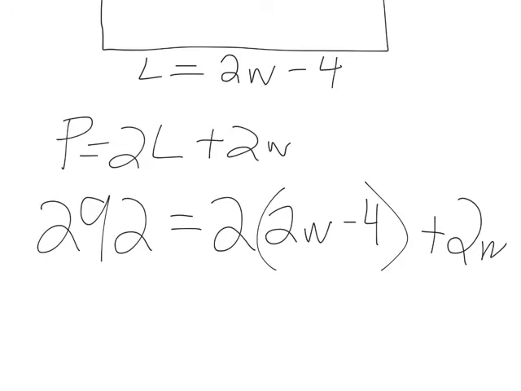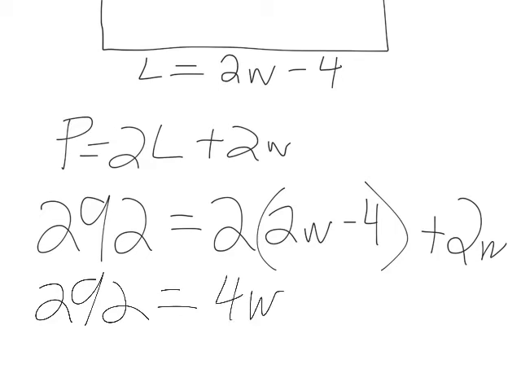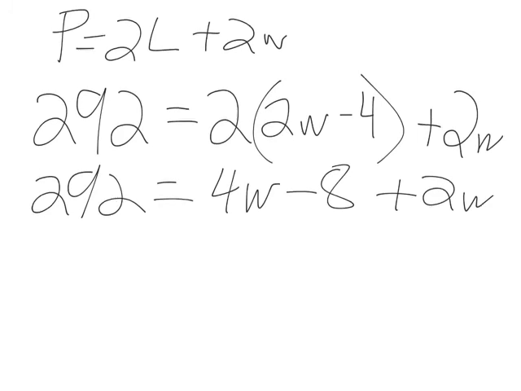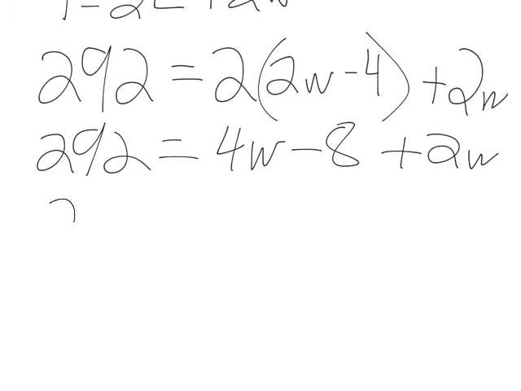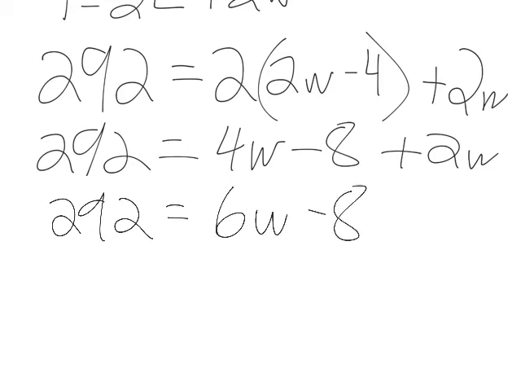Just like we did on our other simple linear equations in section 1.1, we need to simplify both sides. We'll do that by the distributive property. We take the 2 and distribute it to 2w minus 4. That's going to give me 4w minus 8. Still have the plus 2w right there. Combine like terms. 292 is equal to 6w minus 8. And now start isolating w.